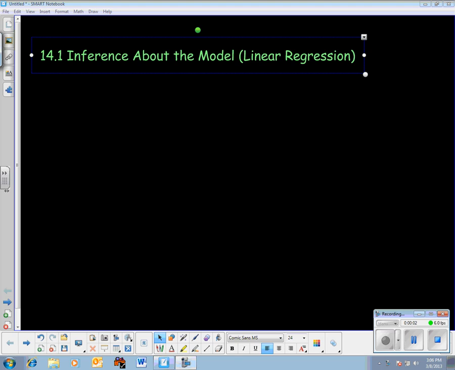Okay, you guys, we're going to start this chapter 14, which is Inference about the model, which basically is looking back at our linear regression work and making some inferences, tests and intervals concerning scatterplots or linear regression. So let me just start with a little scenario.